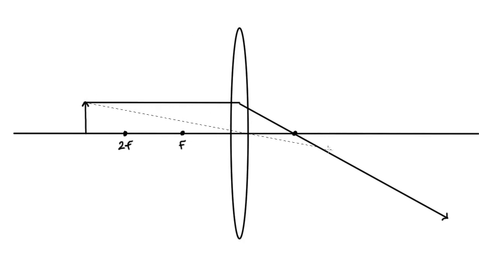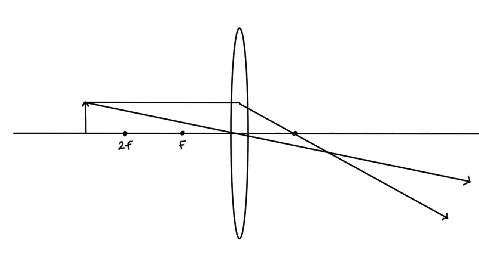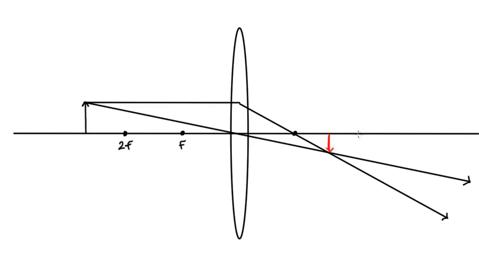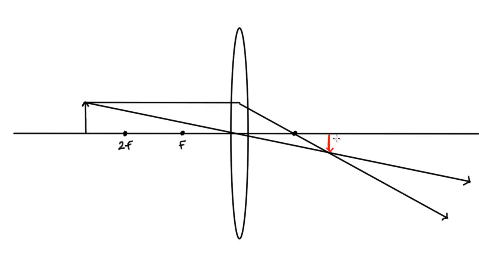So now I'm going to make my other ray, the one that comes right through the middle. We are going to see that the convergence is happening at this point now. And here's my image. The only difference between this and the one where we placed it between the focal point and two focal points is that it's now reduced. So it's inverted, reduced, and real. And those are the three types of images you can make with a converging lens.